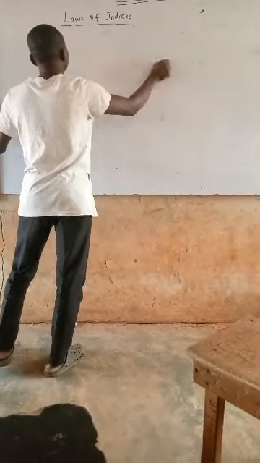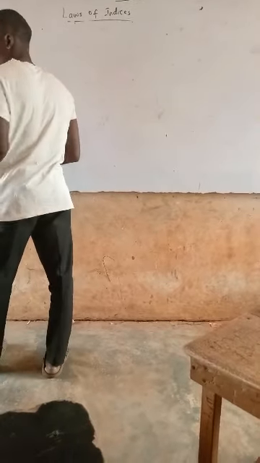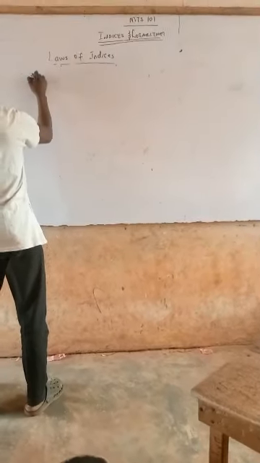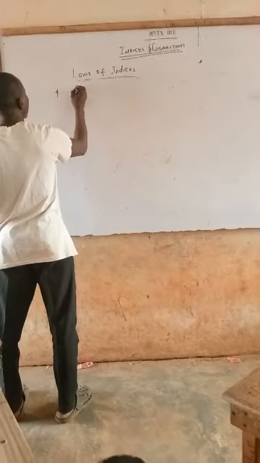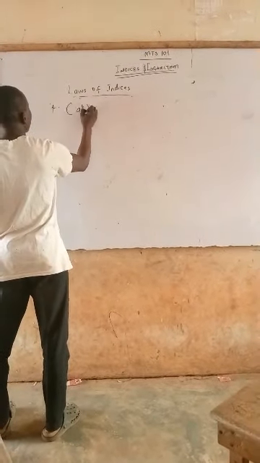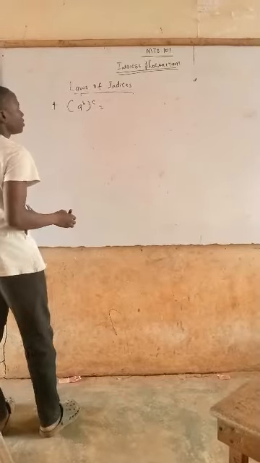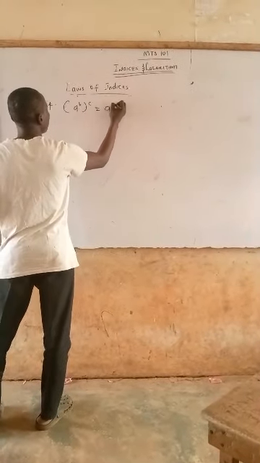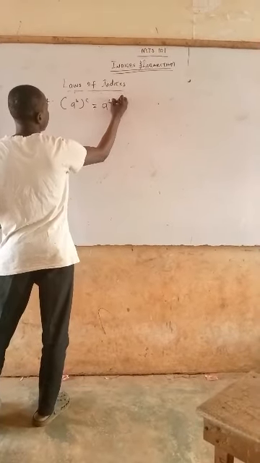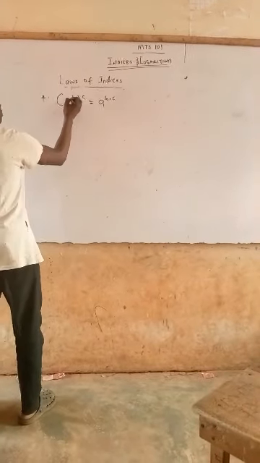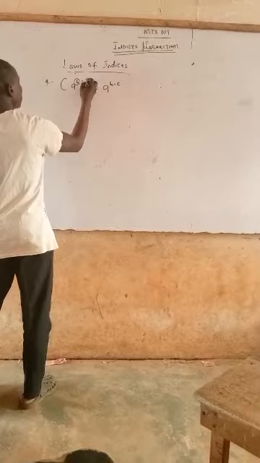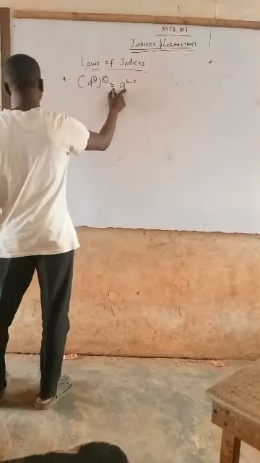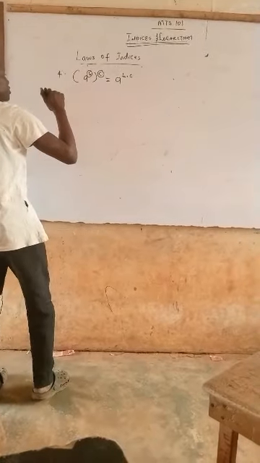The next law that I'll be talking about is if you have a raised to the power of b raised to the power of c. It is the same thing as a raised to the power of b multiplied by c. That is, this b, which is the exponent here, we multiply this c outside the brackets. That is a raised to the power of b multiplied by c.